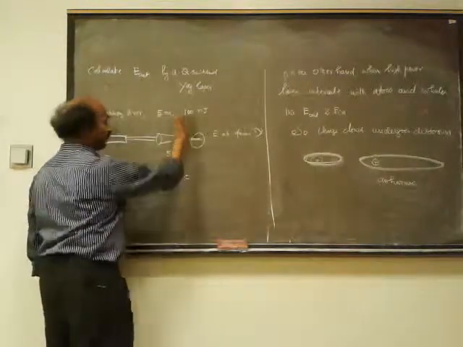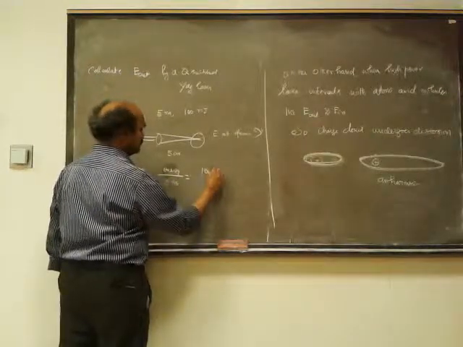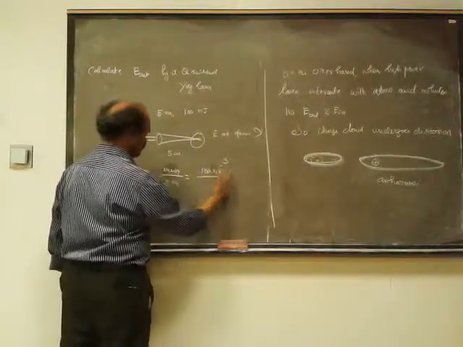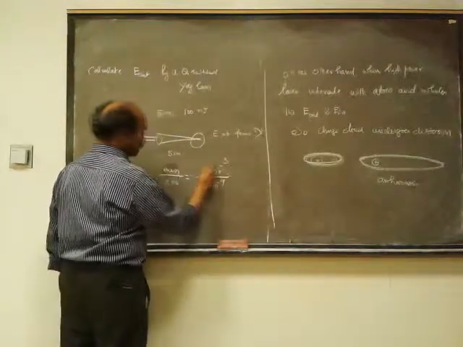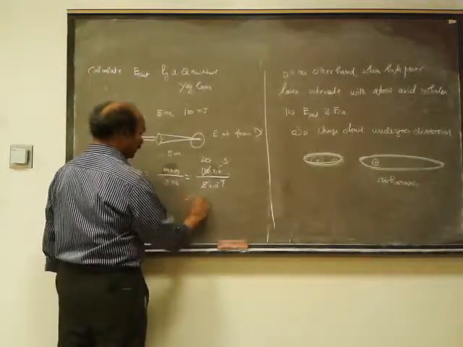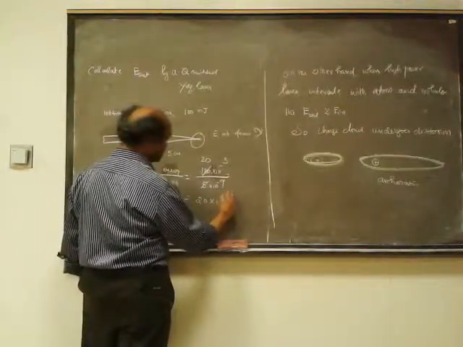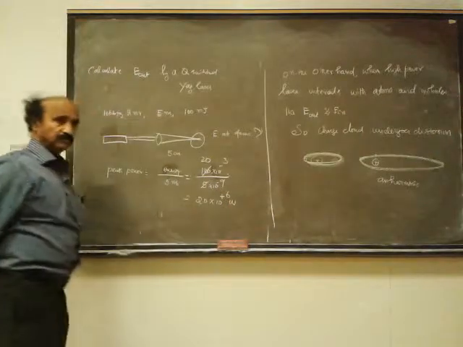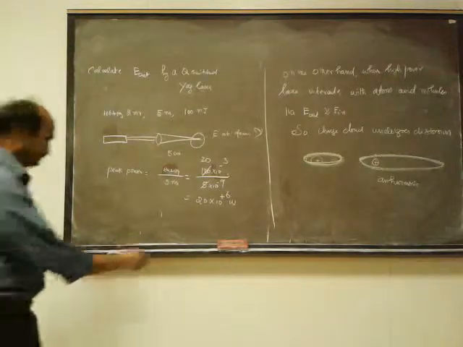The energy is 100 millijoule, which is 100 into 10 power minus 3, over 5 into 10 power minus 9. So this becomes 20 into 10 power 6 watt. That's the peak power. Okay.